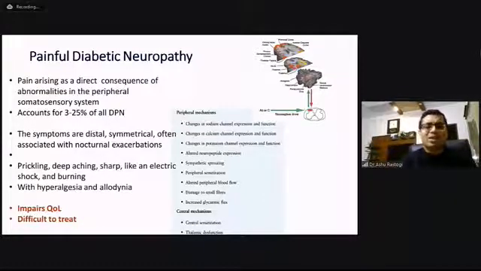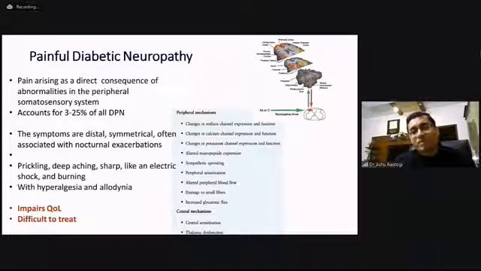Like, just simply you touch the foot of a patient with diabetes and he'll cry with pain. So this is allodynia. This is a feature of painful diabetic neuropathy, and mind you, we have seen even suicides because of painful diabetic neuropathy. It significantly impairs the quality of life.